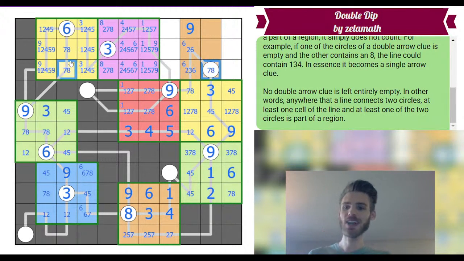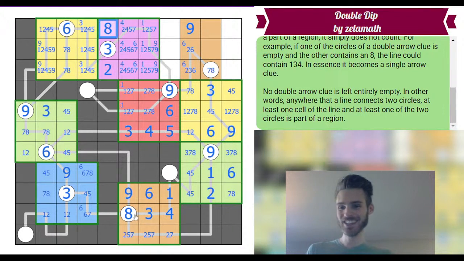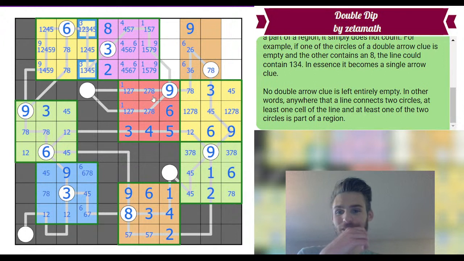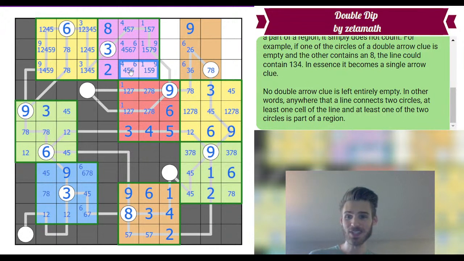There's a 7-8 pair. So this is a 2, this is an 8, this is a 2. Oh my word. There's no 2 in any of these cells, or that one, or that one, or that one. Where's the 3 here? What am I doing? There's supposed to be a 3 in there. Okay, so there's no 7s in here.